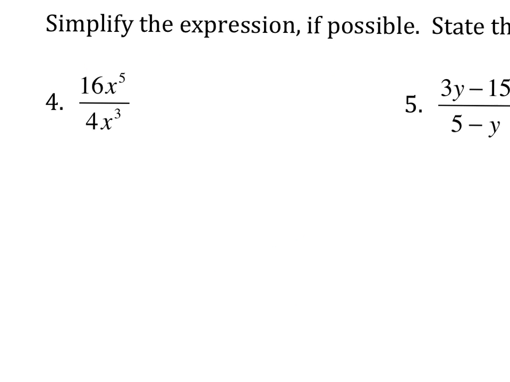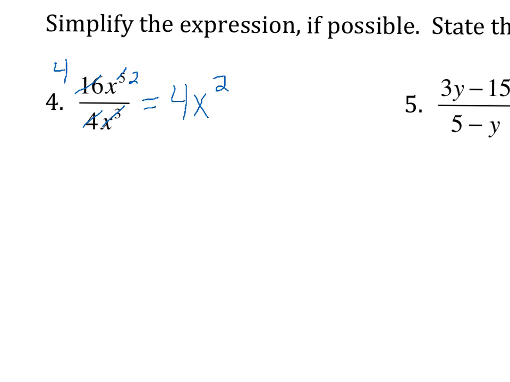Now we're going to work on simplifying expressions and stating the excluded values. So for number 4, we have 16x to the 5th over 4x to the 3rd. So we can cross the 4 out with the 16, and it goes in 4 times. And we have an x to the 5th on top and an x cubed on the bottom. So we remember that we can subtract the exponents. So we can cross x to the 3rd off, and the 5 will become a 2. So we're left with 4x squared.